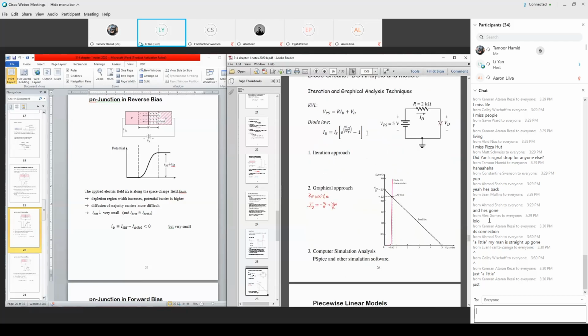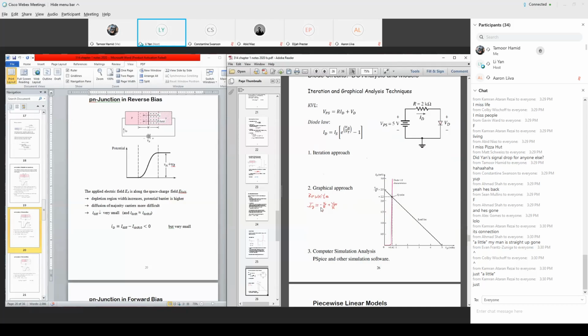Graphically, I can rewrite the device law into this form, and I can rewrite the Kirchhoff voltage law into this form. This is the diode device law, the relationship between diode current and diode voltage. So I have a pair of quantities, diode current and diode voltage, and they must simultaneously satisfy the equations.